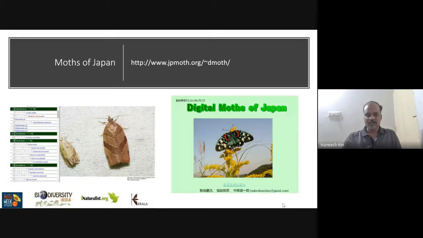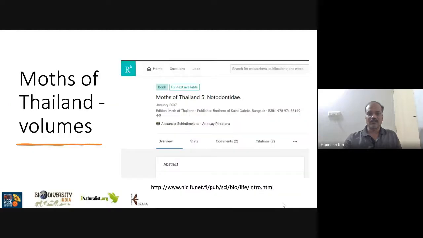Sometimes if you are just searching "Moths of Japan", you may not get it. Actually, jpmoth.org is the link for that one. Some of the descriptions are not in English, but you can still see a lot of pictures, and all the species and family names are in English. Those who are interested can search and find out certain species or subspecies, or look for identification. Especially those who are seriously studying moths can depend on this particular resource.